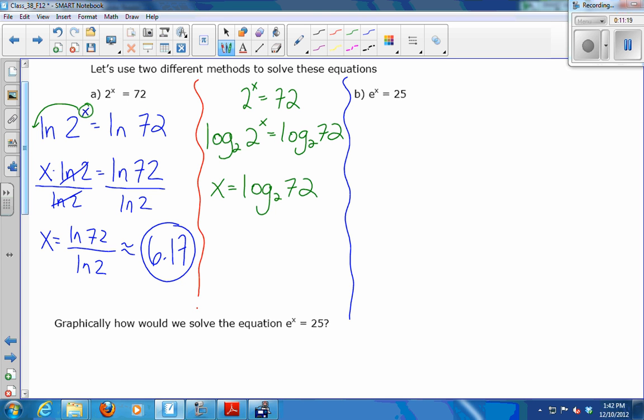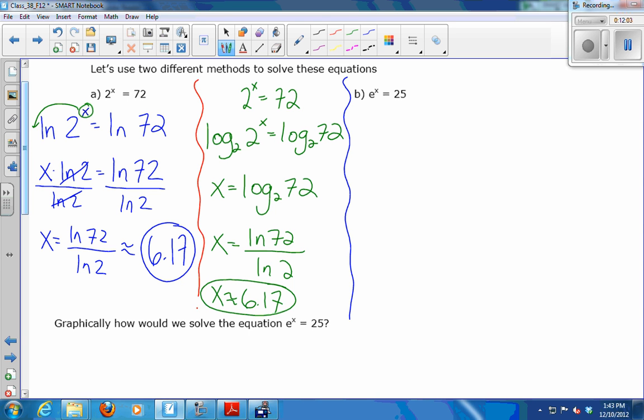So now I know what x is, but if I want to get a decimal, I have to put that in my calculator. And what tool do I now have to do that? Change of base. So this is ln 72 over ln 2, which is exactly what I got using the other method, which is approximately 6.17. So the two methods are actually very, very similar. We just take the log of both sides, the base differs, but then you end up changing the base at the end anyway.